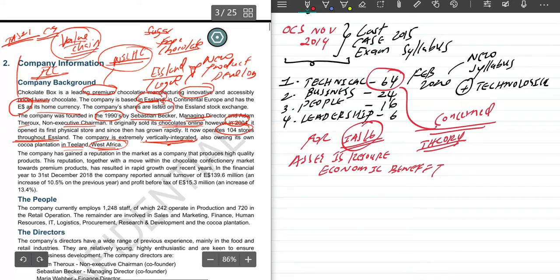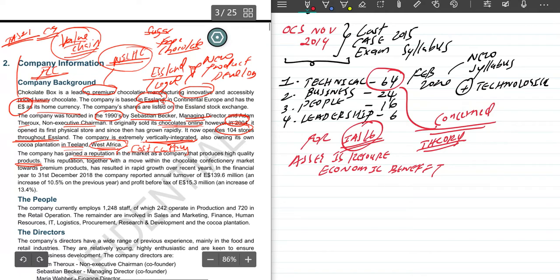The company has gained reputation in the market as the company produces high quality products. Reputation due to high quality products. So students, you cannot compromise on quality. Cost cutting strategies may be coming, but you need to always relate it to the case and state that it will affect the reputation if the people did not like it.